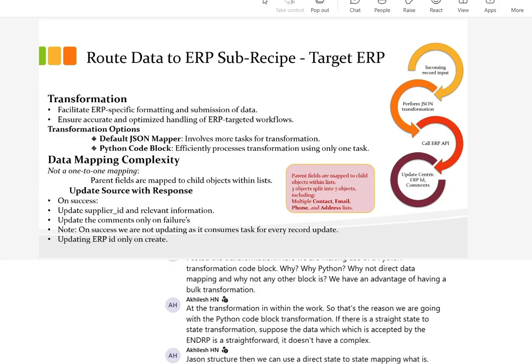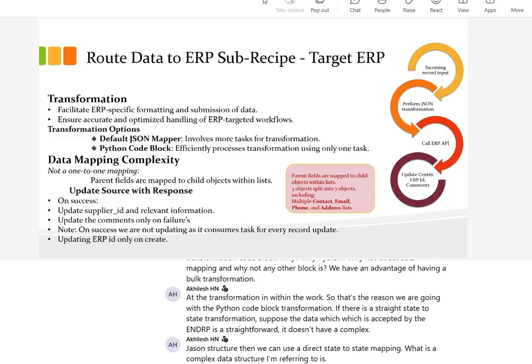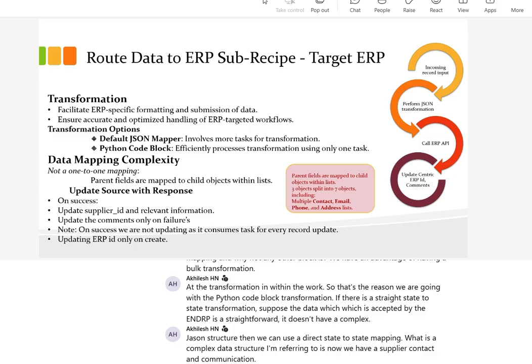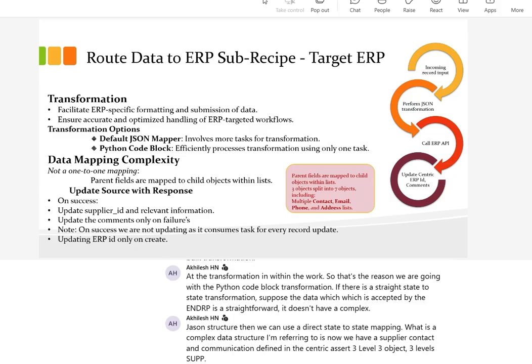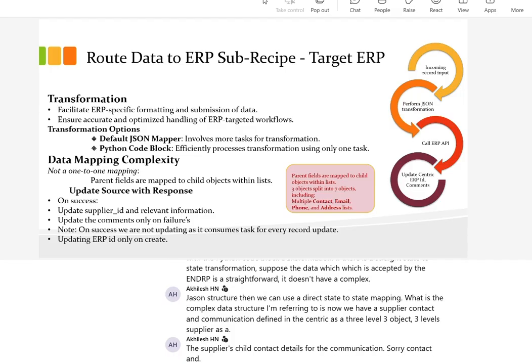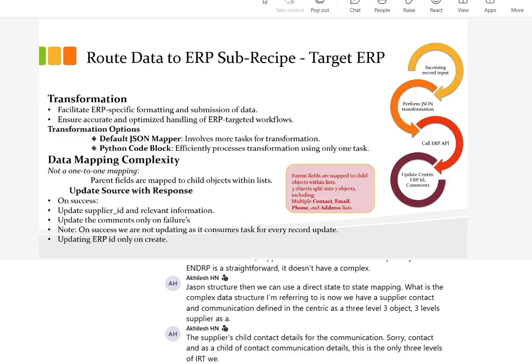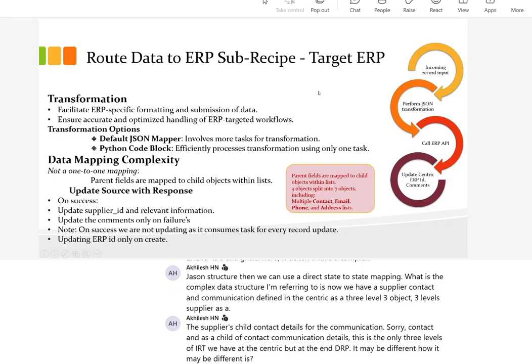What is a complex data structure I'm referring to? Now we have supplier, contact, and communication defined in the Centric as three objects, three levels: supplier, and as a supplier's child, contact details, and as a child of contact, communication details. This is the only three levels of hierarchy we have at the Centric. But at the end ERP, it may be different. How it may be different, I'll pull up one sample. Let me share, just a second.